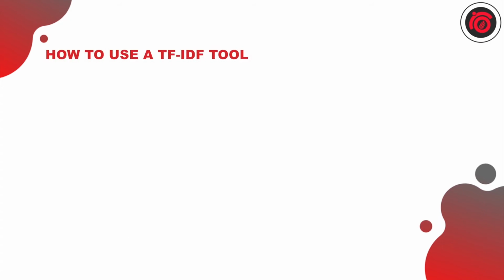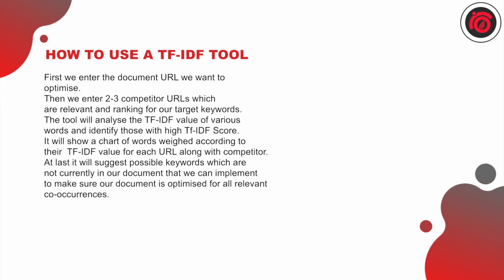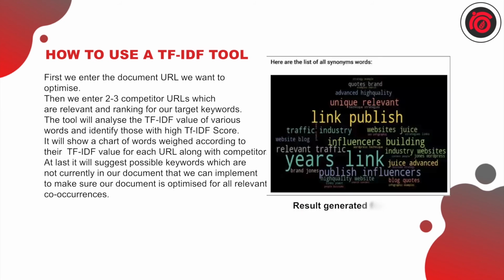Now let us go into how to use a TF-IDF score. Here we have generated a tool with which you can generate the TF-IDF score for different keywords in a document, and it also automatically highlights the keywords that have the highest TF-IDF score in your document. So you can use them in your content and better optimize it as per the TF-IDF standards. As you can see, you just have to go to the tool hosted on our site, enter 2 or 3 competitor URLs which are relevant and ranking for your target keywords, and then enter the document URL, the particular page for which you want to do content optimization.